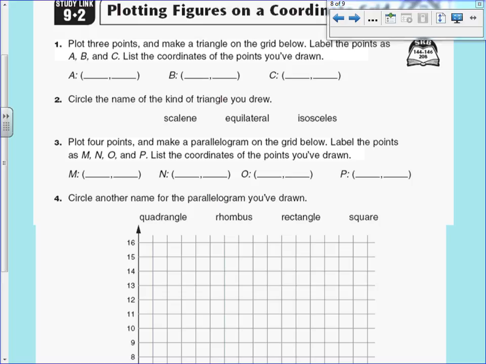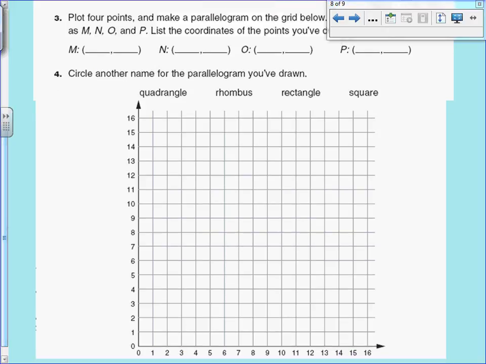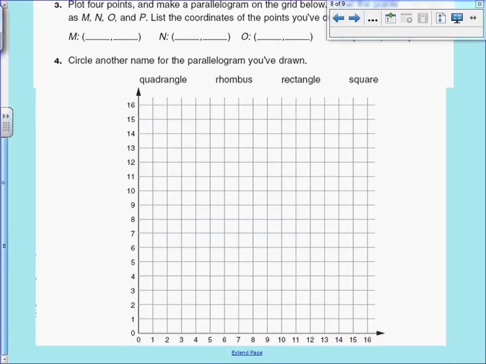So you have a lot of freedom here. You're just drawing a triangle. You could plot any 3 points in here and get a triangle. I'm going to plot some random ones. Remember, the first ordered pair number is your x-axis or horizontal axis. The second is your y-axis or vertical axis.